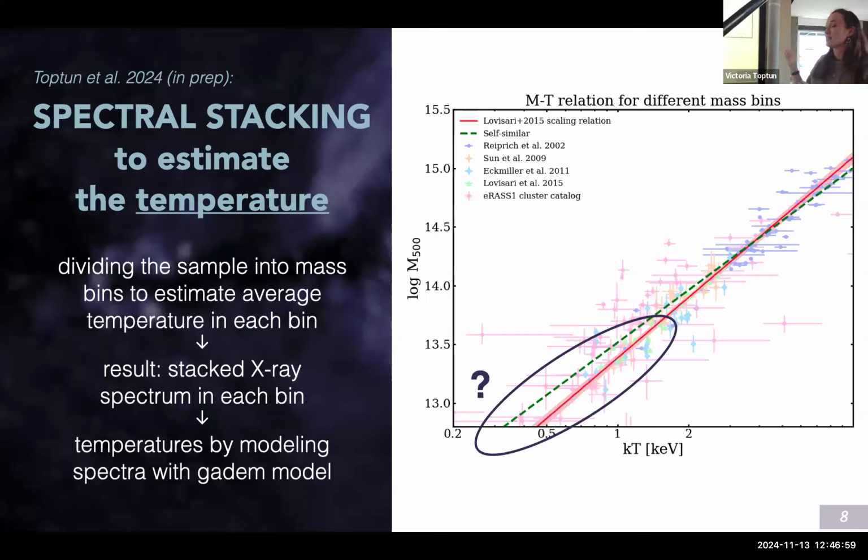And we in particular are interested in the mass temperature relation because by the location of our groups on this mass temperature relation, we can understand whether we see any heating of gas due to AGN feedback or not. And it will give us some insights on how strongly non-gravitational processes affect halos in groups. And so I divided the sample into mass bins, and for each mass bin, I stacked X-ray spectra to estimate temperature from modeling of spectra by a multi-temperature APEC model.